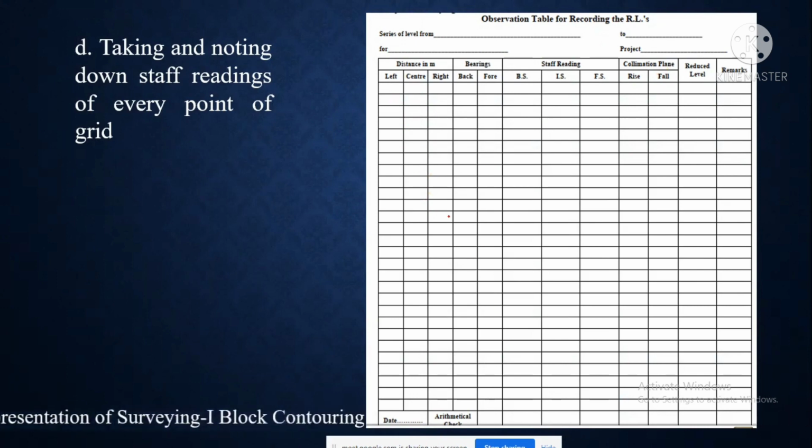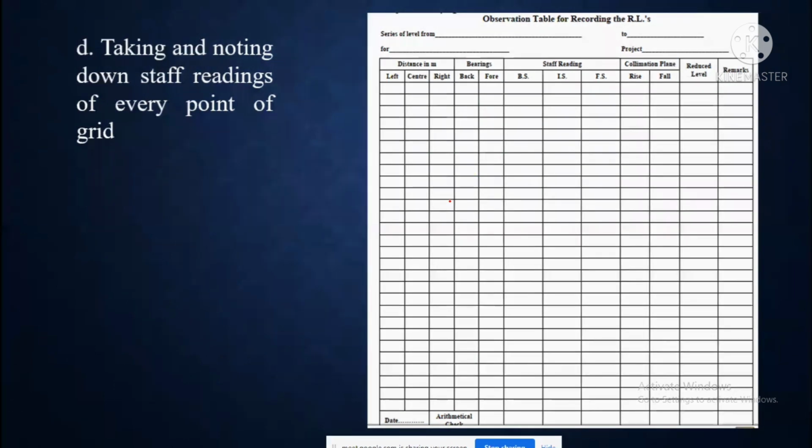And at the end of each page you are supposed to do an arithmetical check while doing the calculation, but in the field it is not required because we are going by the indirect method of the contouring process. So whatever readings are seen on the staff will be noted down for every point of the grid on this observation table.